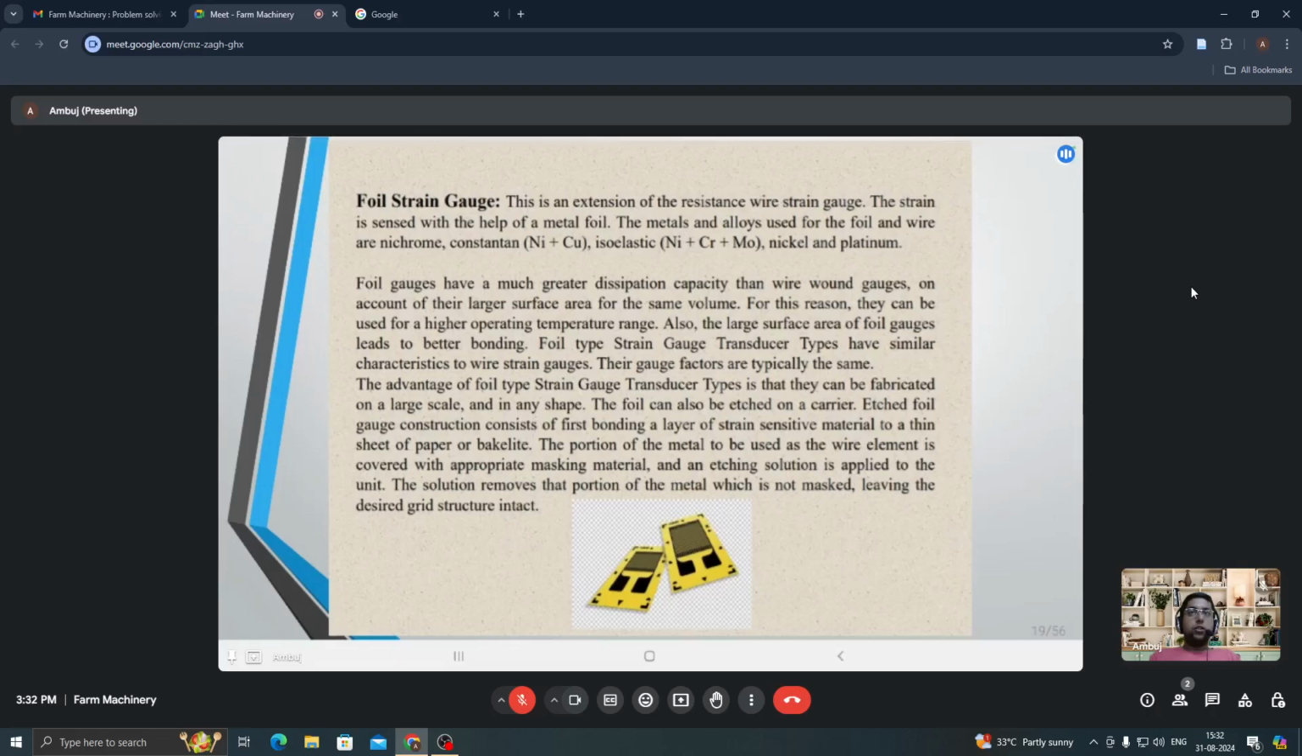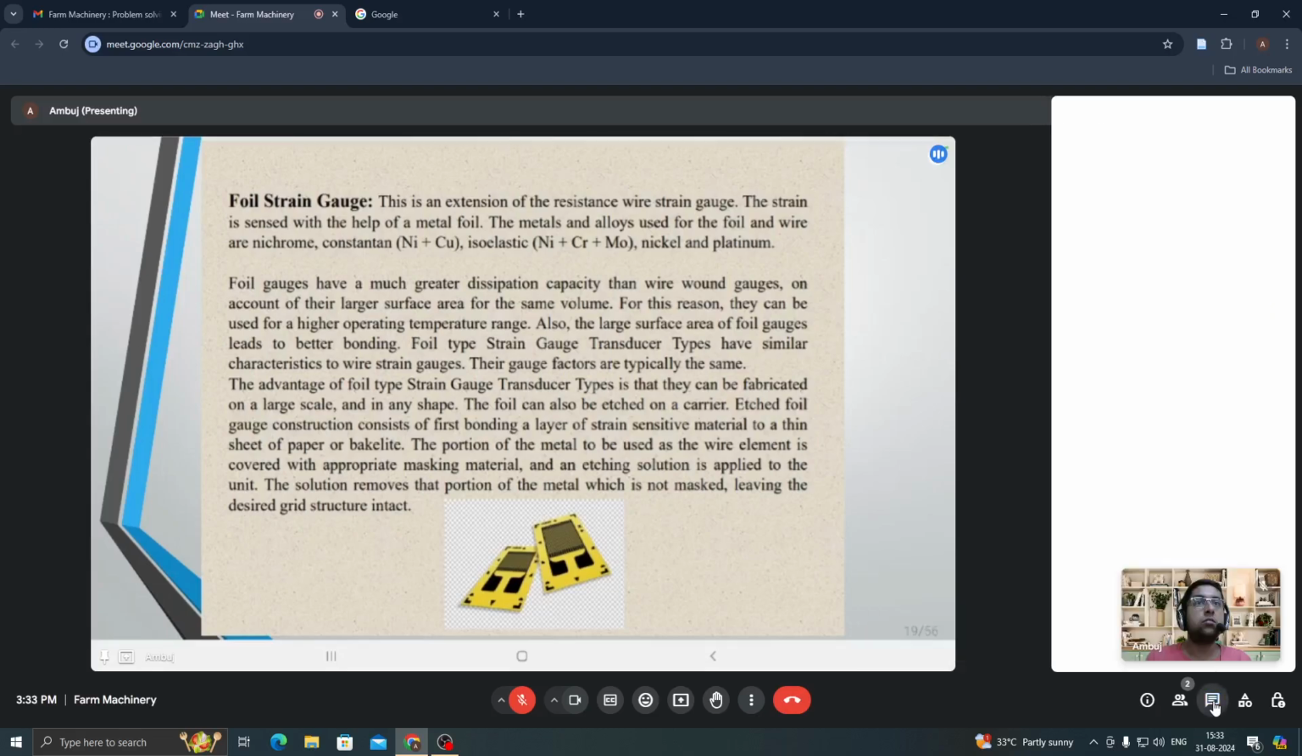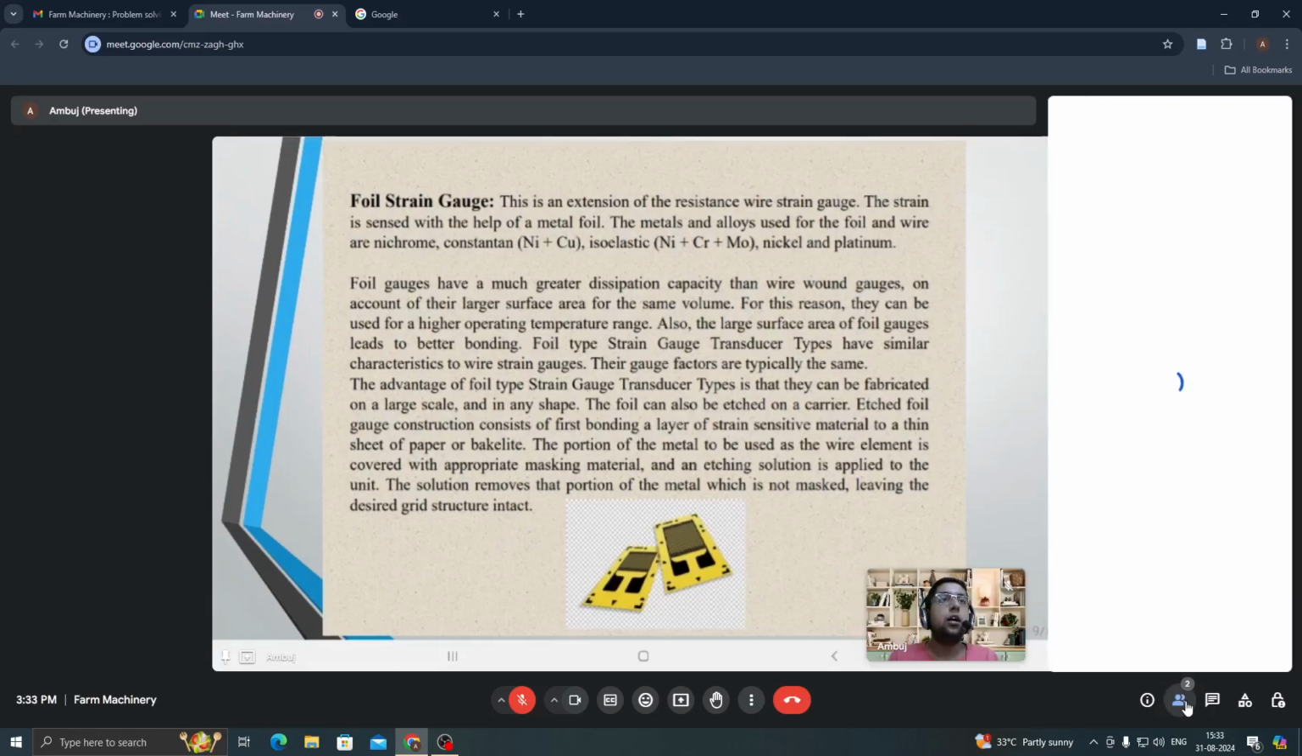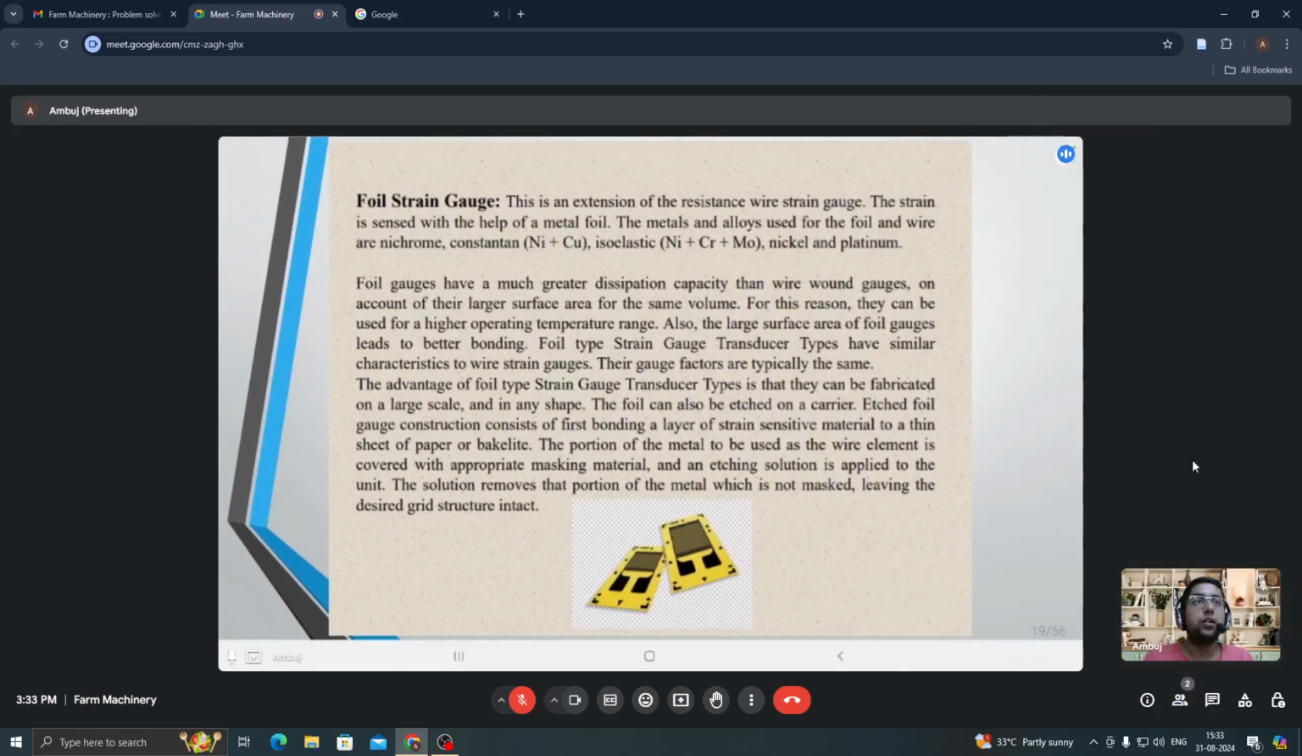I was telling you about the foil strain gauge. It's an extension of the resistance wire strain gauge. Strain is sensed with the help of metal foil. Metals and alloys used for foil and wire are nichrome, constantan, isoelastic, nickel and platinum. Then, foil gauges have much greater dissipation capacity than wire bound gauges on account of their larger surface area.